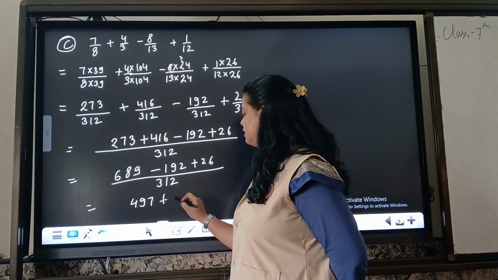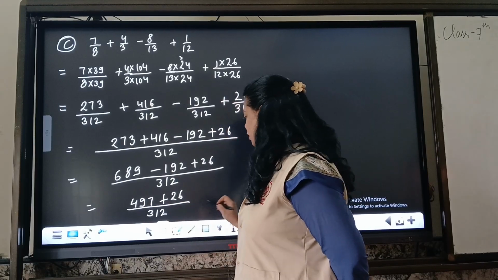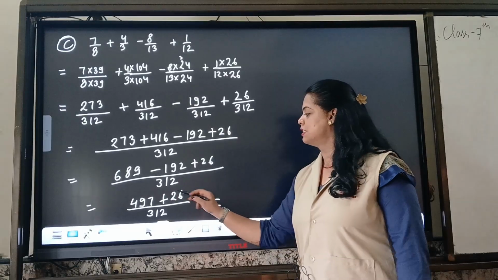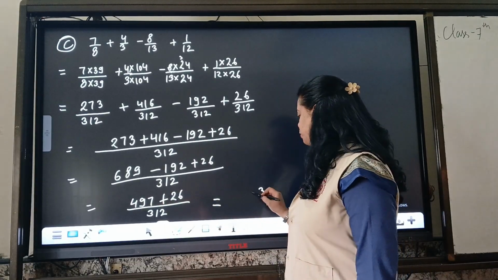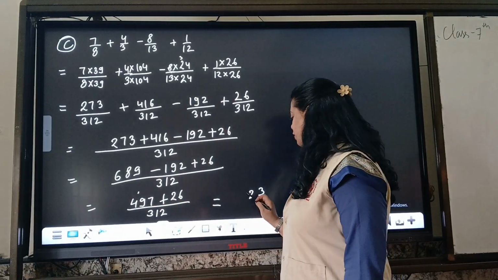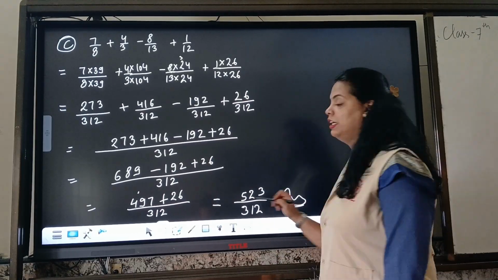Now plus 26 upon 312. The final answer would be 6 and 7 is 13, carry 1, 10 and 2 is 12, carry 1, 4 and 1 is 5. So your answer is 523 by 312.